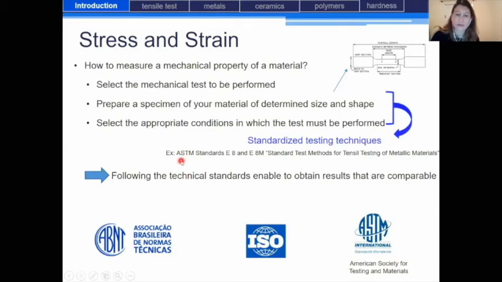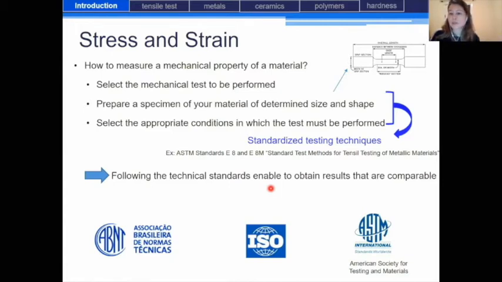And for example, if you want to see this information for performing a tensile test of metallic material, you should refer to this standard. So ASTM, which means it is a standard of the American Society for Testing in Materials. And so you will find all this information. And so it is important to follow the technical standards because it enables you to obtain results that you will be able to compare with the literature and with other data.